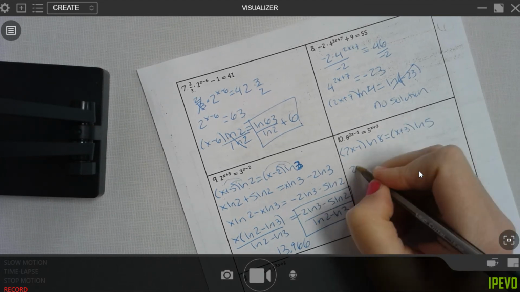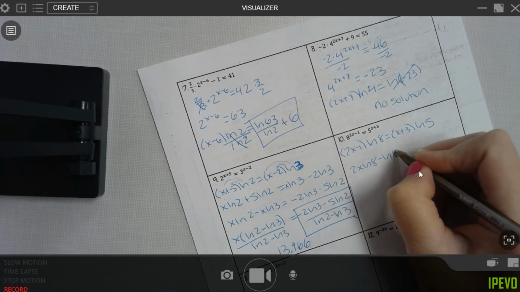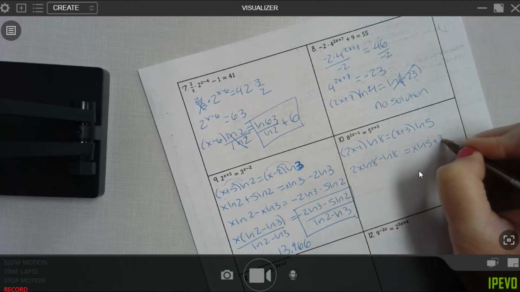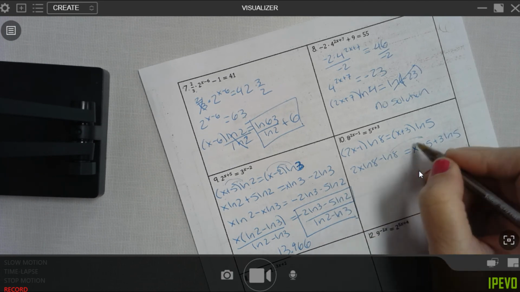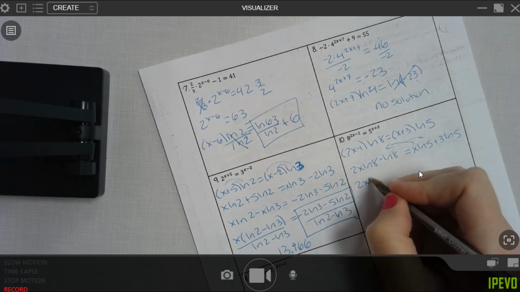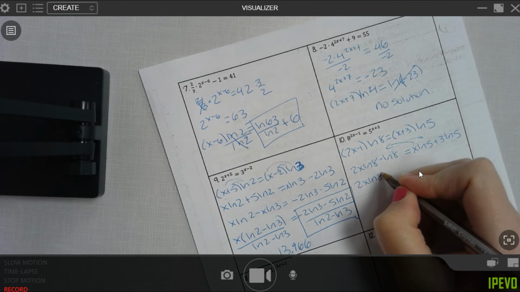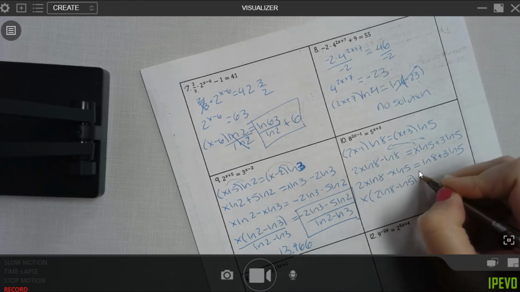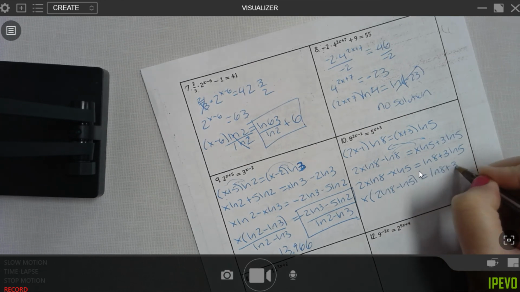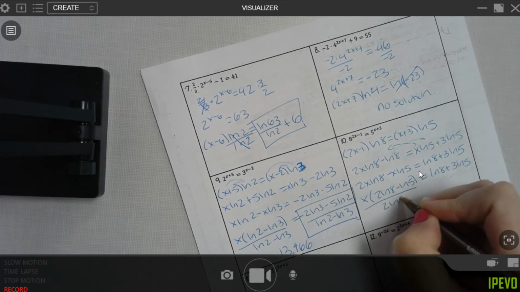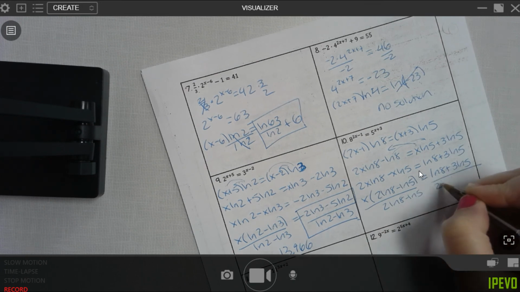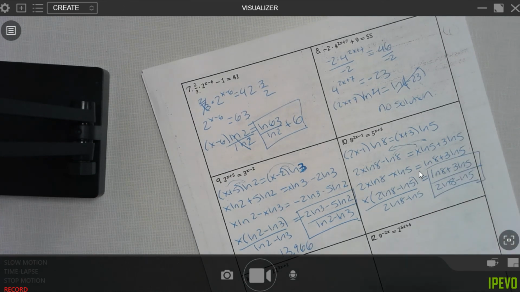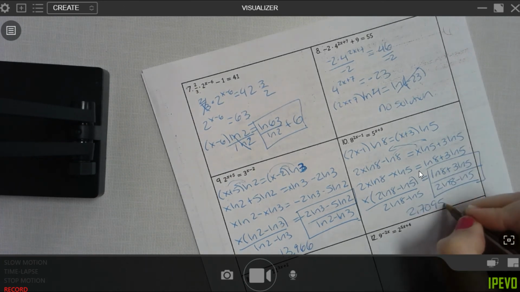Distribute that to both terms. I'm going to get x's on one side, numbers on the other. Divide out my x here. And then divide it. So you have that right there, so we get 2.7095.